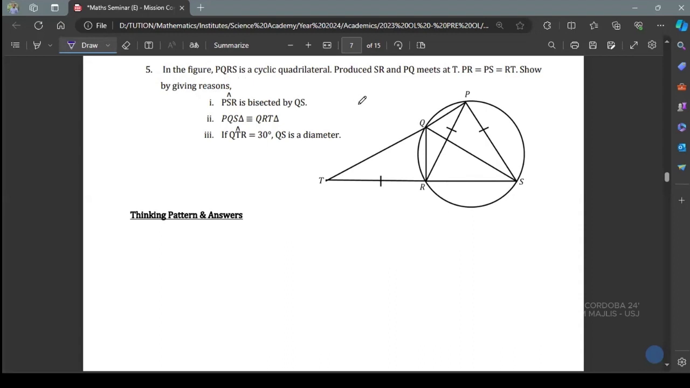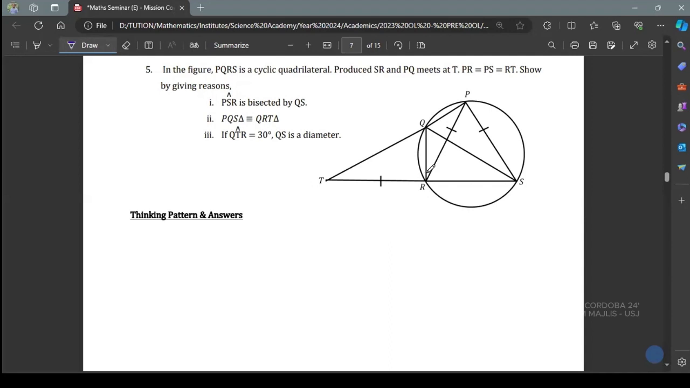Listen, focus on this pencil mark and listen to my voice carefully, and simultaneously you have to observe both. My words, you have to listen. While you are listening, you have to observe this pencil. Clear? Listen, now. In the figure, PQRS is a cyclic quadrilateral.